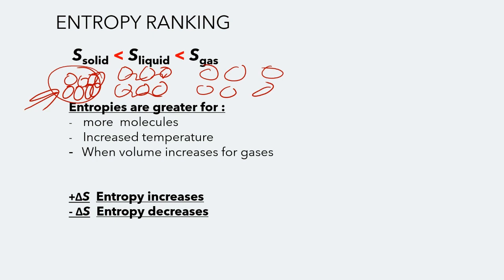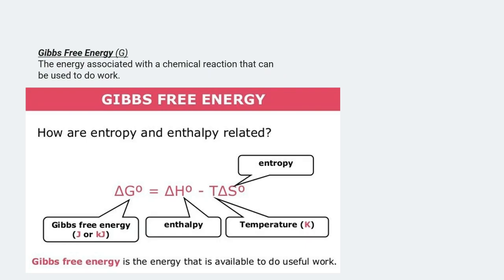If you increase the temperature of stuff, you're also increasing the volume of stuff. When delta S is positive, that means the entropy increases. When it's negative, the entropy decreases. Okay, and then the last one is going to be Gibbs Free Energy. Gibbs Free Energy is the energy associated with a chemical reaction that can be used to do work.